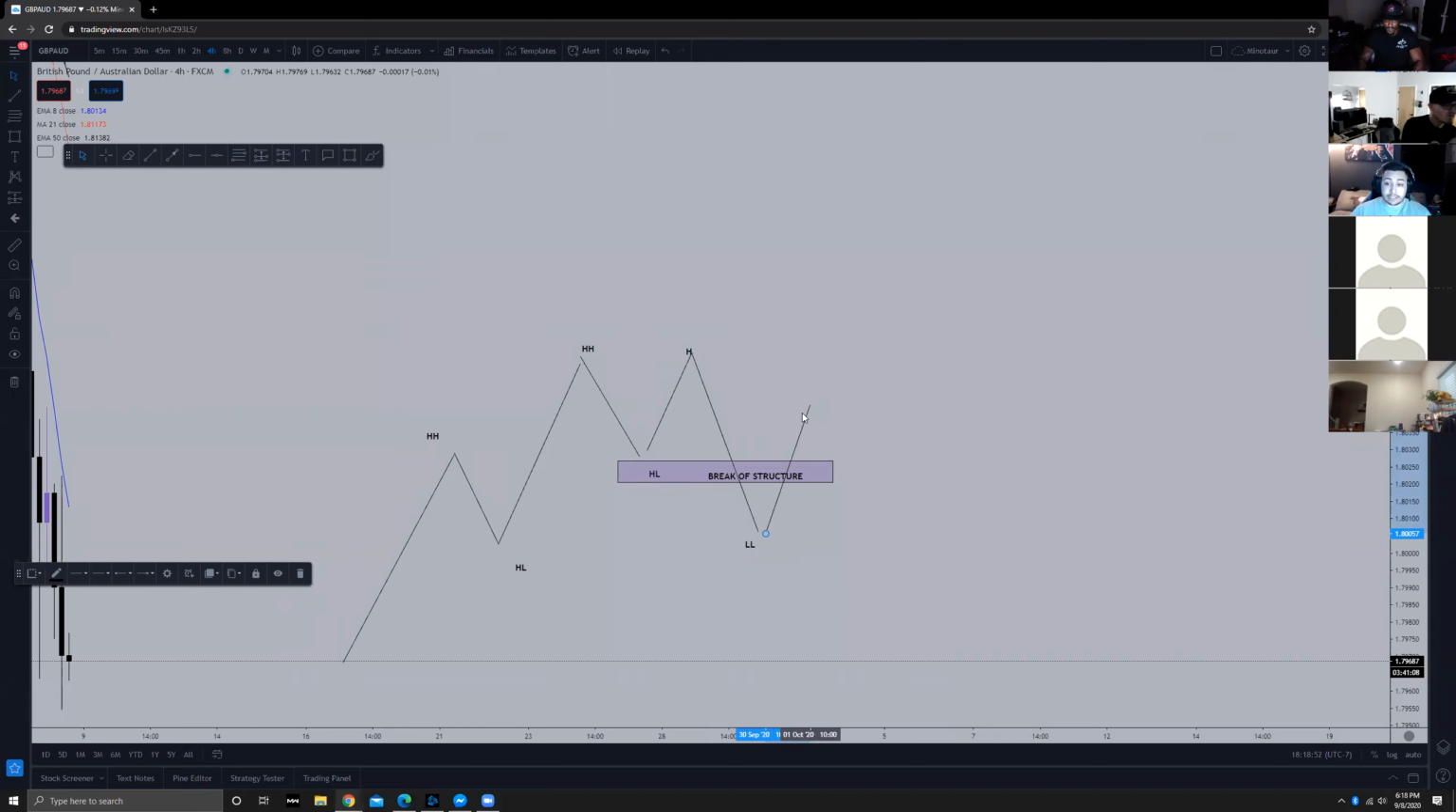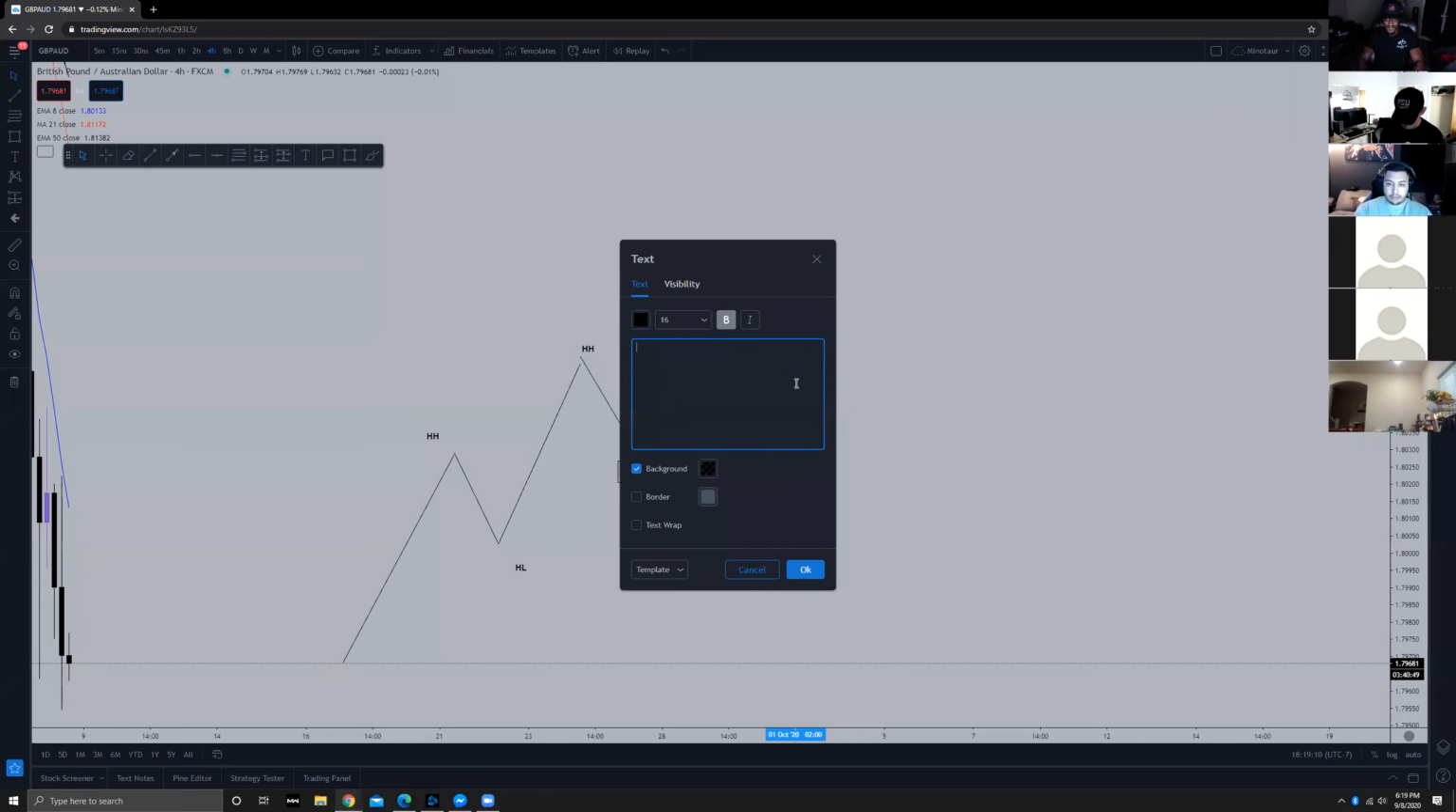If it doesn't, let's say it just goes right back in here, I consider this just a test. Unless I have that confirmation, I consider it a test. So let's say, just for example's sake, let's say it does form a lower high. And we know it's a lower high because it's lower than that one. So let's say lower high. Now we're in a downtrend.